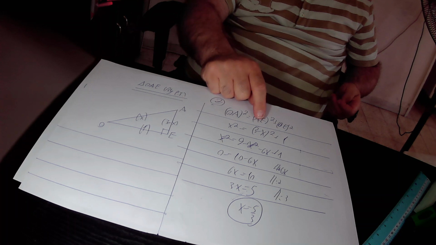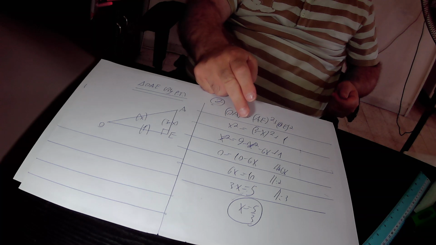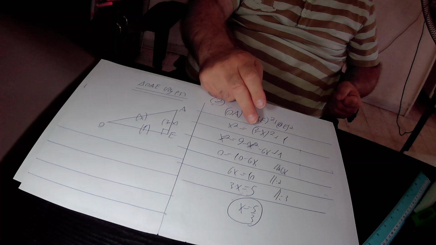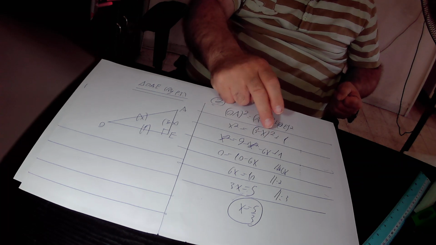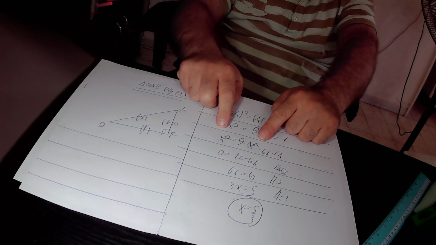So here we open the brackets on this side of the equation and find out that x squared equals (3 minus x) squared. (3 minus x) squared equals 3 squared, that is 9, plus x squared minus 2 times 3 times x, that is minus 6x, plus 1. So here we have x squared on both sides of the equation, so x squared will get cancelled.